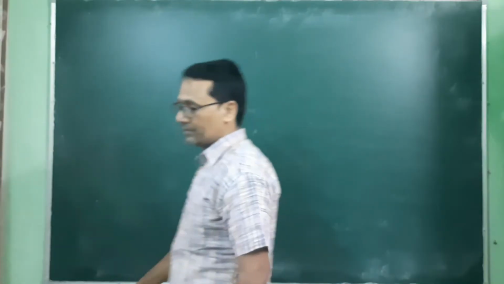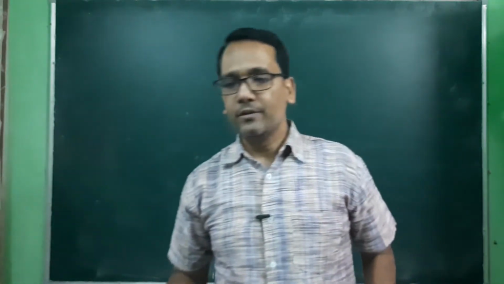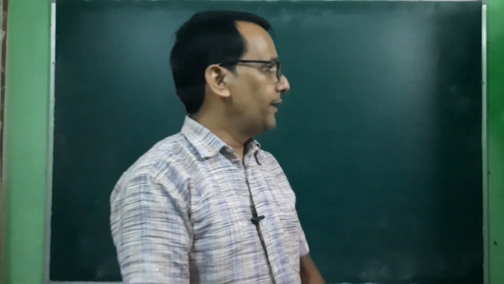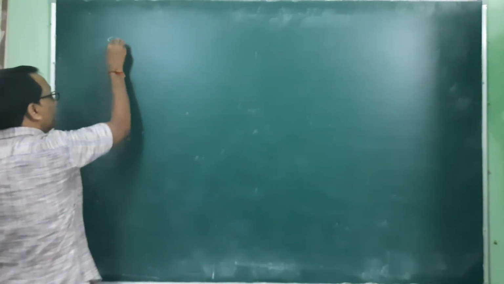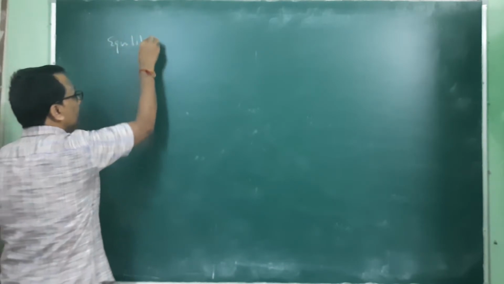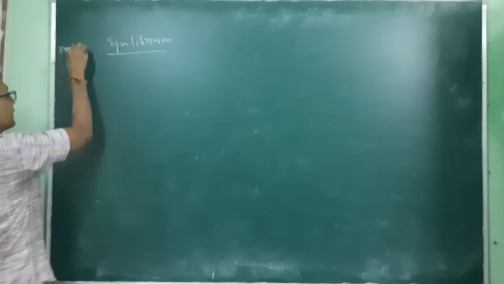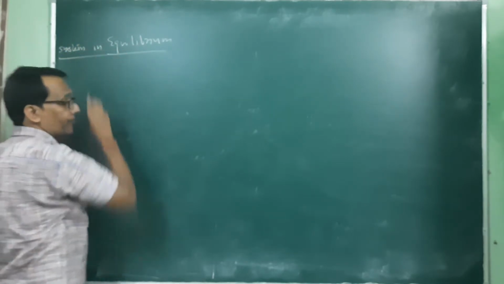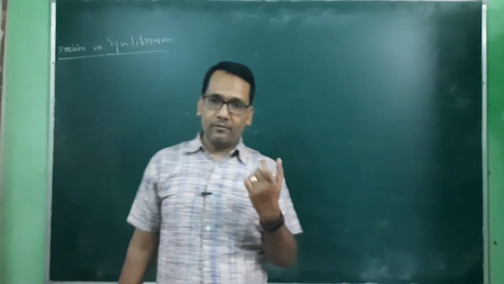Okay, so today we will talk about a system in equilibrium, the equilibrium conditions and some free body diagrams. So, system in equilibrium. One can define a system in equilibrium in a single line.